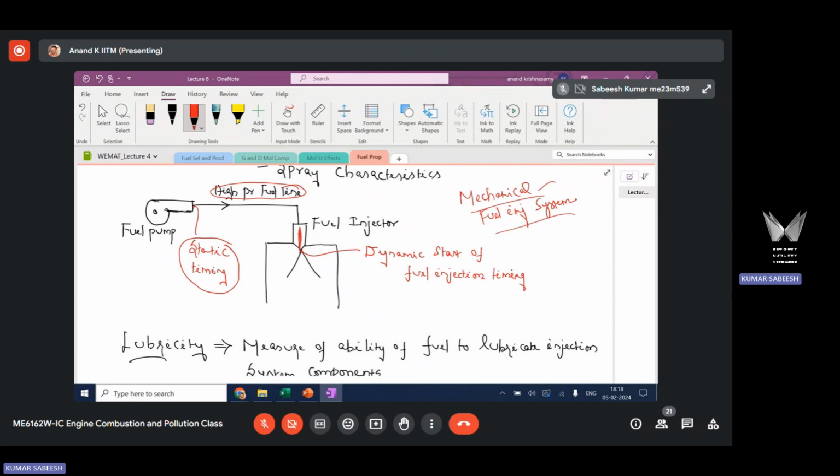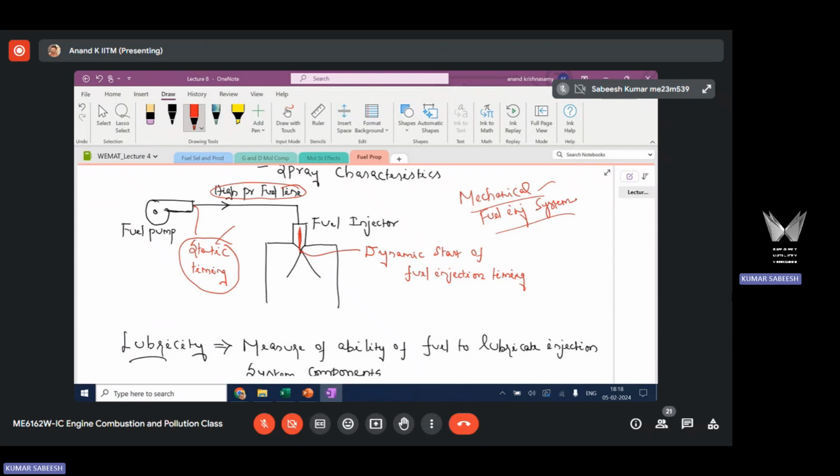So you are externally controlling the solenoid energization time. Thereby, you are externally controlling the time at which the fuel is sprayed. This is not the case with a mechanical system, wherein you have a mechanical actuation system. You have a spring-loaded needle. Whenever the fuel pressure overcomes the spring force, the needle is going to lift and the fuel is going to be sprayed. Because of this, this static timing is set by the OEM.